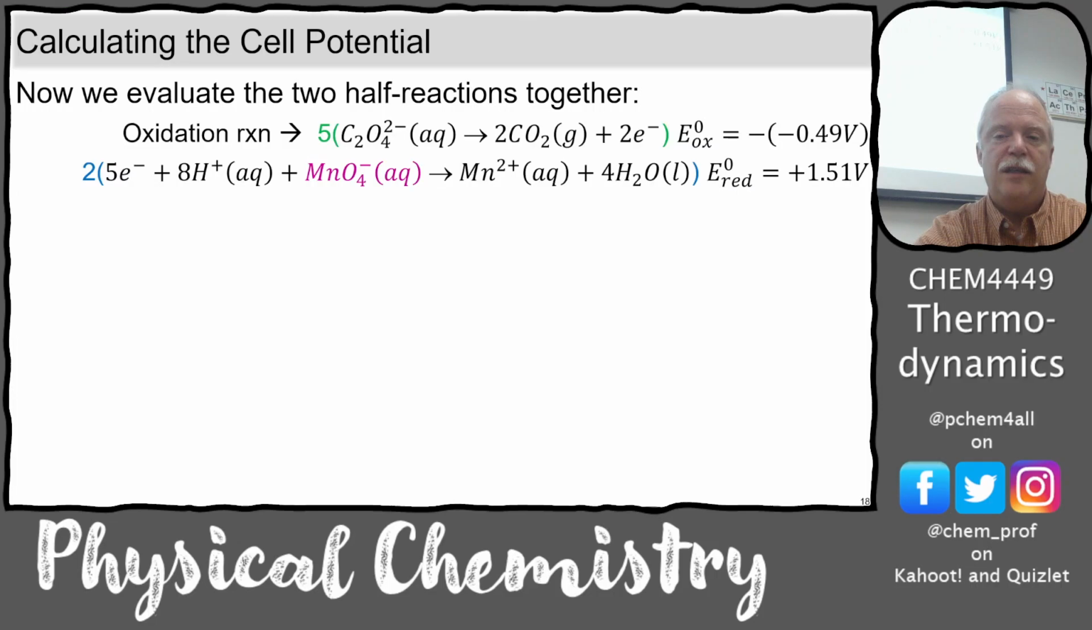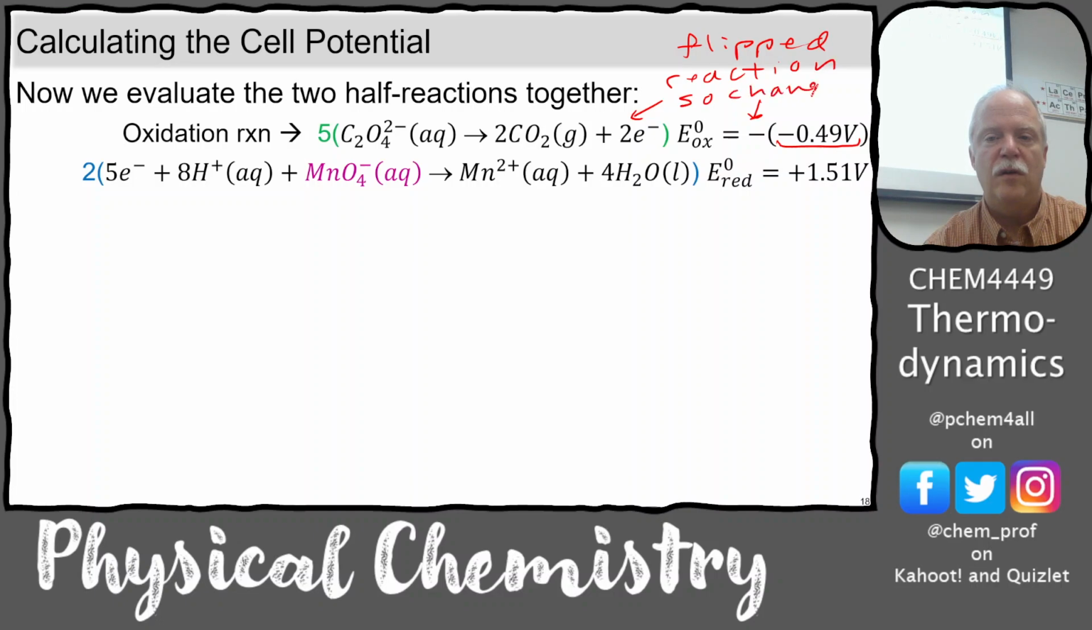Now, in terms of calculating cell potential, we can look at that oxidation reaction. We go find the cell potential in the table here. It's minus 0.49. And then we change the sign because we flipped the reaction. And that's what that clockwise, pairwise, the lower one is the one that's flipped. And so we change the sign on that potential.